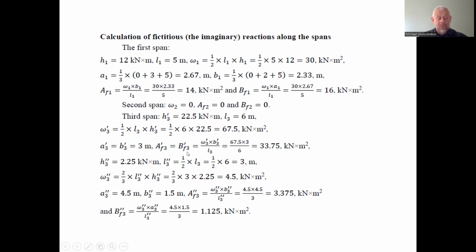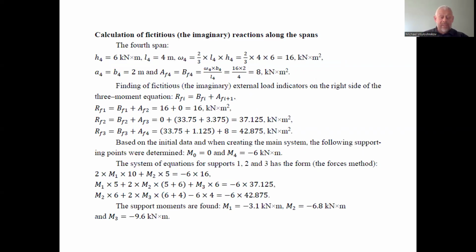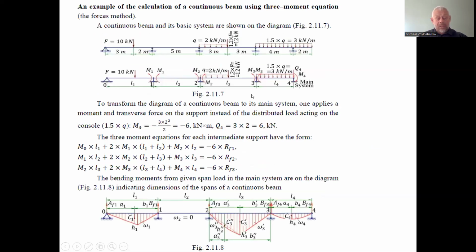So we indicate by the strokes R fictitious and B fictitious two strokes, which we can use together in the equations when we determine the fictitious load of the right side of the three-moment equation. And then we can consider the fourth single span, loaded by the distributed load, so it is a segment of the parabola shape.